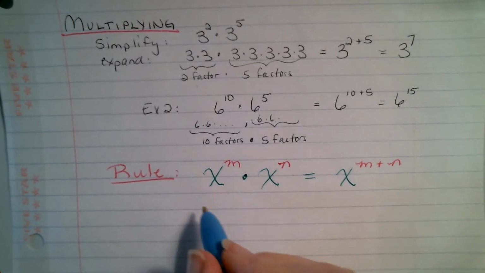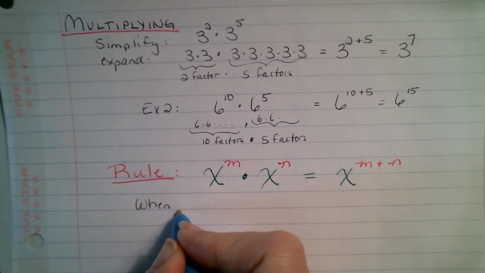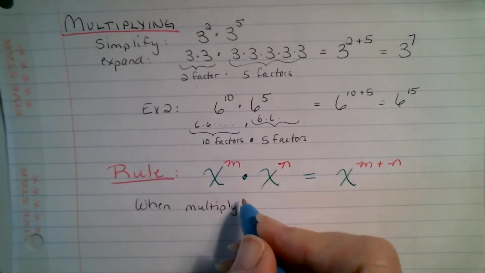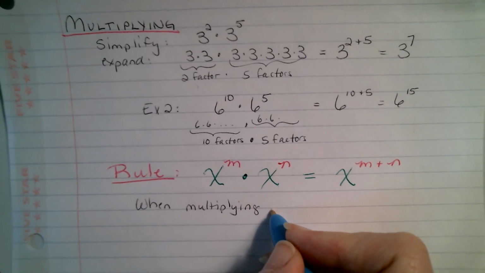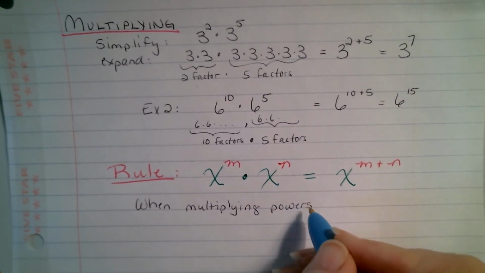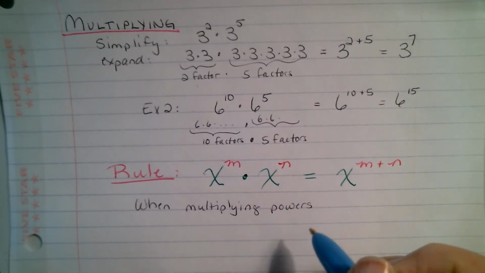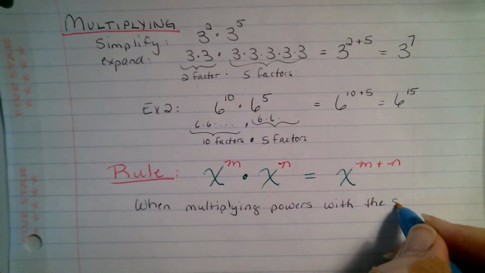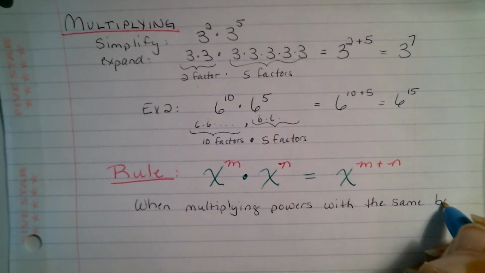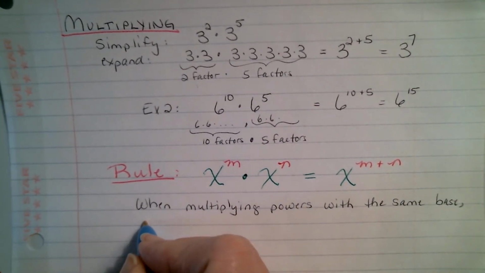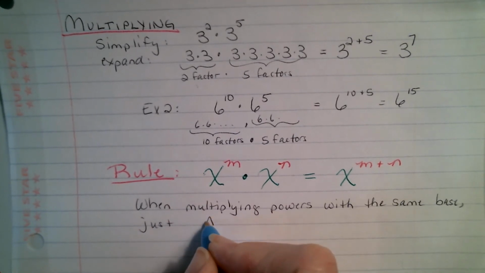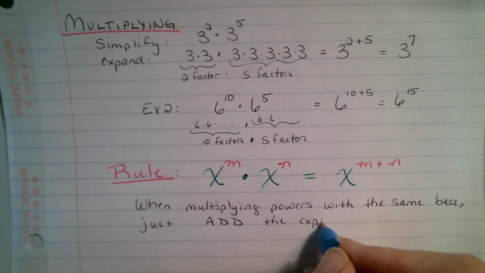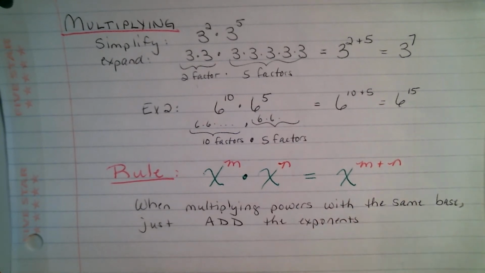So in short, the rule is when you're multiplying powers or exponential expressions, I'm going to use powers just because I know the high school teachers use that word, okay? This is a key. With the same base. Has to be the same base. We just add the exponents.